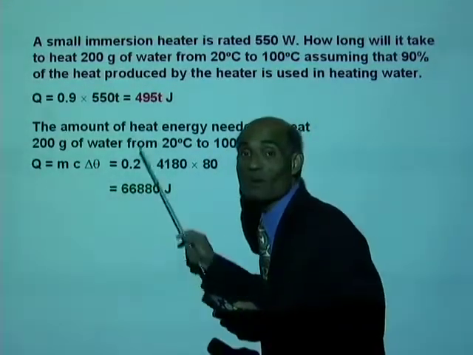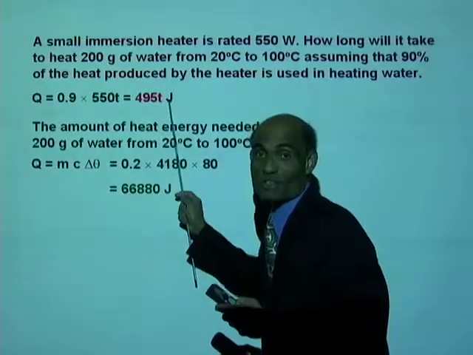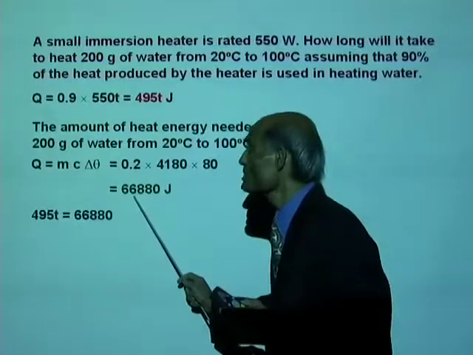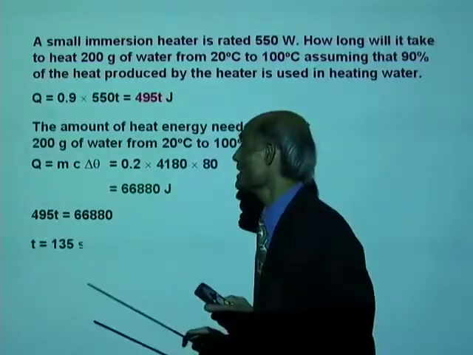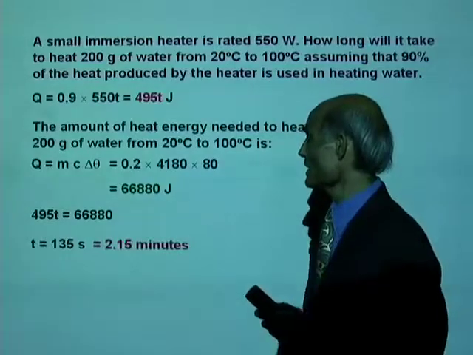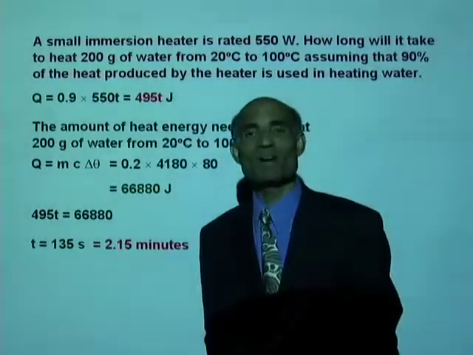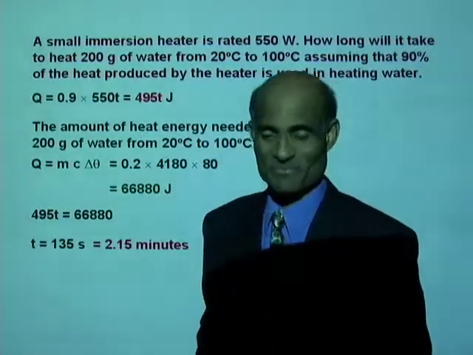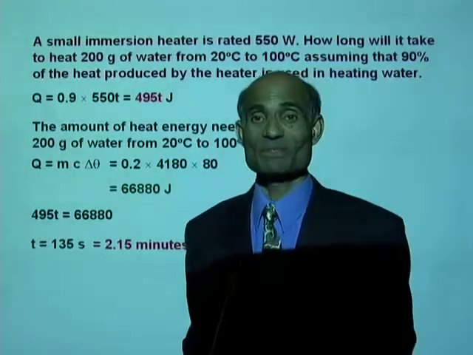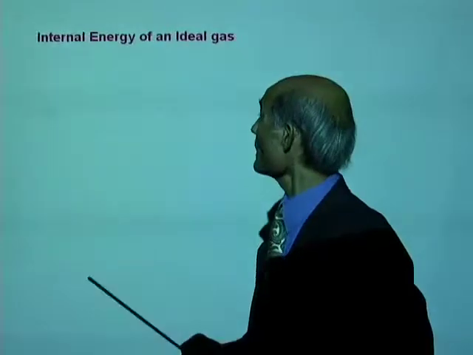Where does this come from? From this quantity. So 495 t equal to this quantity, and therefore t equal to 135 seconds. That is 2.15 minutes. Okay? You must be very thorough with these kind of problems. Alright.